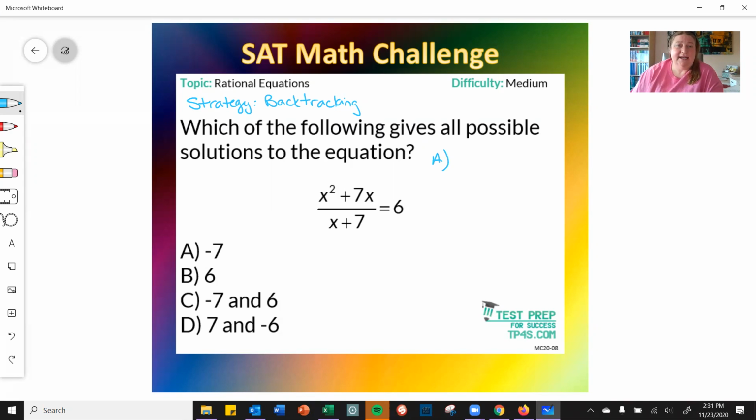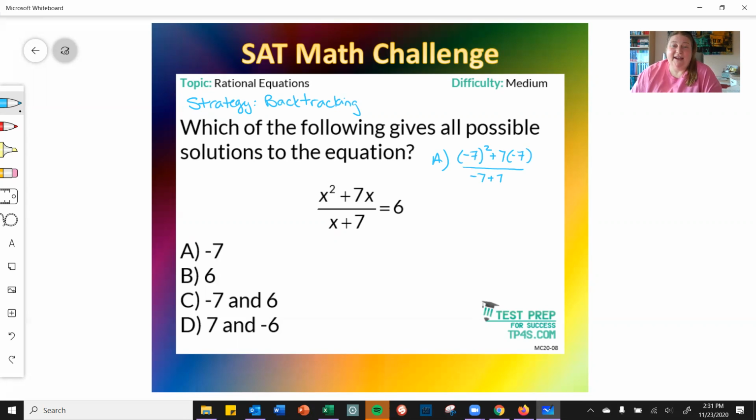Option A is -7. I'm going to plug that in for the x values, and I want to find out whether or not I actually get an answer of 6 when I put in -7 for all the x's. So -7 squared plus 7 times -7 over -7 plus 7. And what you'll see is when we used to have a rational expression with a lot of x's that we would have to solve with factoring, now all I need to know are the order of operations.